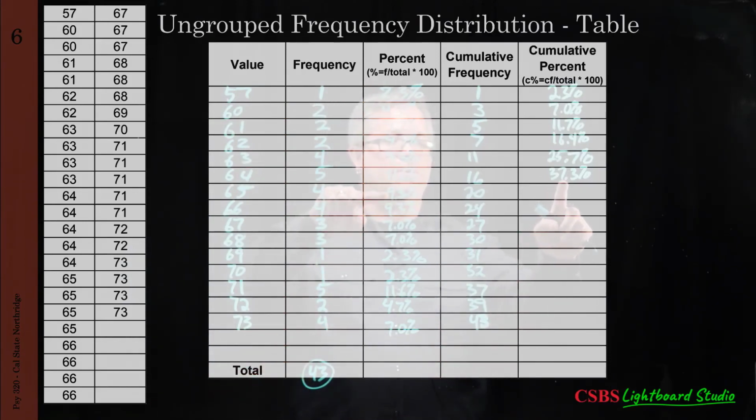37.3 plus 9.3. 3 and 3 is going to make 6. Like that. And the 37 plus 9 is going to give me 46. So 46.6%.